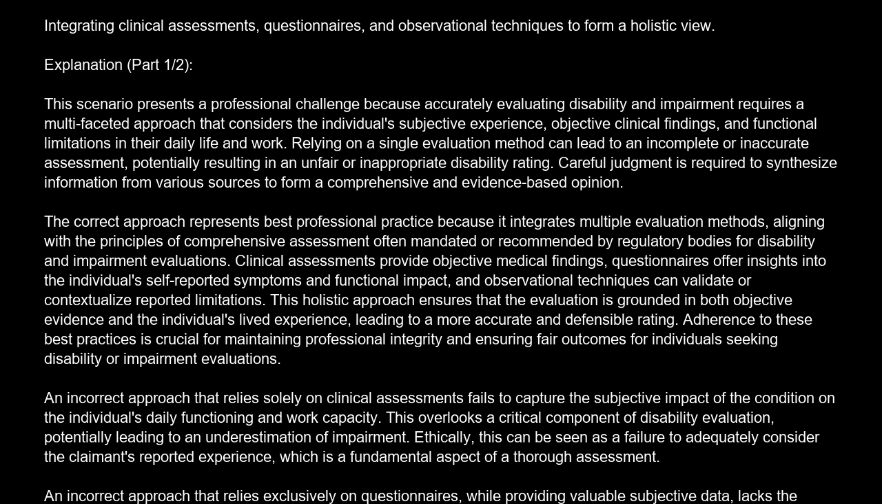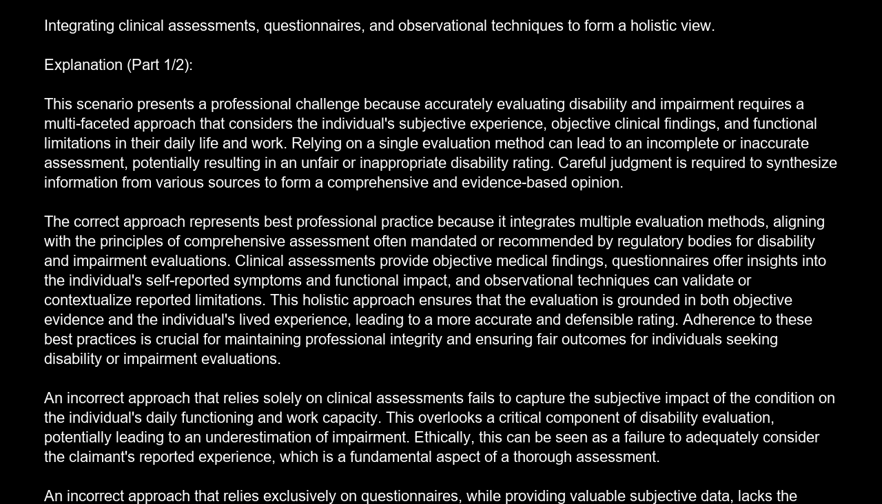Clinical assessments provide objective medical findings. Questionnaires offer insights into the individual's self-reported symptoms and functional impact, and observational techniques can validate or contextualize reported limitations. This holistic approach ensures that the evaluation is grounded in both objective evidence and the individual's lived experience, leading to a more accurate and defensible rating.